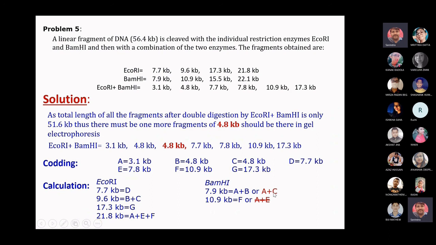Otherwise A plus B or A plus C, if we take either, there is no problem because both the bands are the same size. Then the rest is no problem. 15.5 kb you will take D plus C and 21.1 kb it's C plus G.